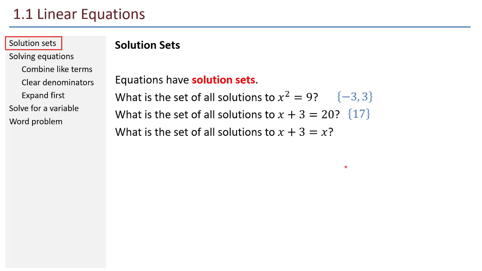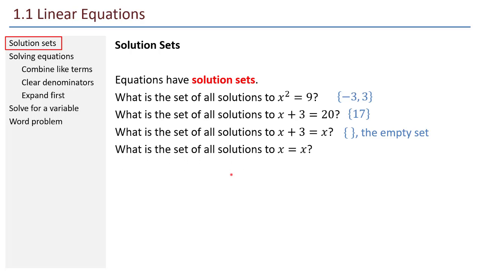What is the set of all solutions to x plus 3 equals x? And this is a weird thing to ask, right? Do you see why this is strange? It's like saying you start with a number and you add 3 and you get back the number you started off with. Is there any number that you add 3 to it and you get itself? No, there is no such number. And so the solution set is empty. This is the empty set. This equation has no solutions.